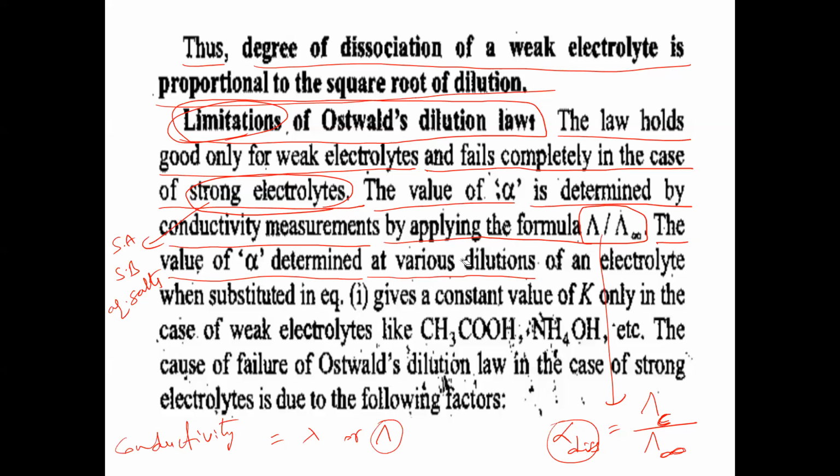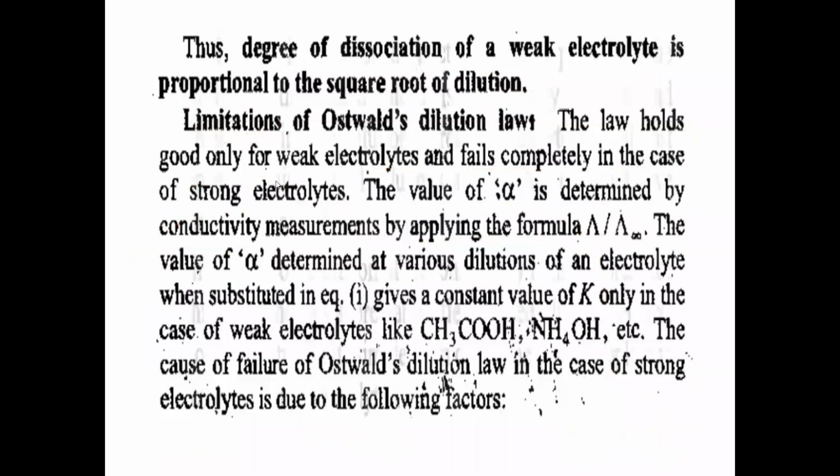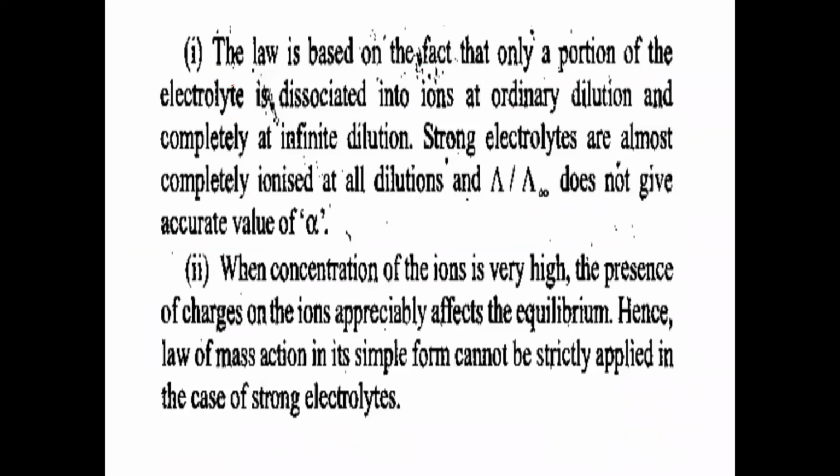So if you substitute all these lambda values in equation 1, K is equal to C alpha square by 1 minus alpha, it gives a constant value of K only in the case of weak electrolytes, but it will not give a constant value in case of strong electrolytes. So the cause of failure of Ostwald's dilution law in the case of strong electrolytes is due to the following factors. So why is it a failure? We have to understand by taking two factors. So the two factors will be responsible for the failure of Ostwald's dilution law in case of strong electrolytes.